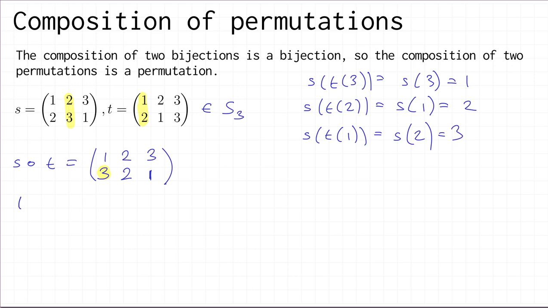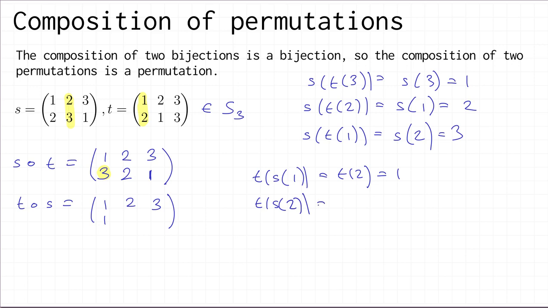Let's now do the other way round. So we're going to do T composed with S. Again, we'll work out the two-row notation for this composition, T composed with S, just by working these things out one by one. T of S of 1 is T of 2, which is 1. T of S of 2 is T of 3, which is 3. And the last one must be a 2. Let's just check it. T of S of 3 is T of 1, which is 2, as expected. Okay, so there are our two compositions, S composed with T and T composed with S.